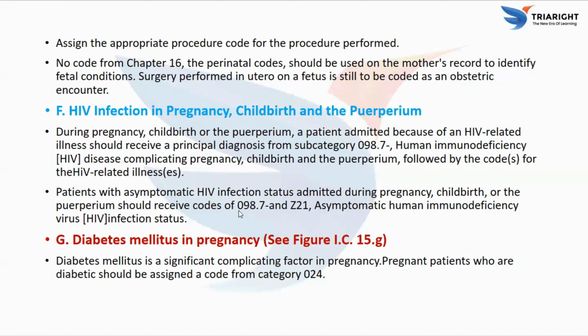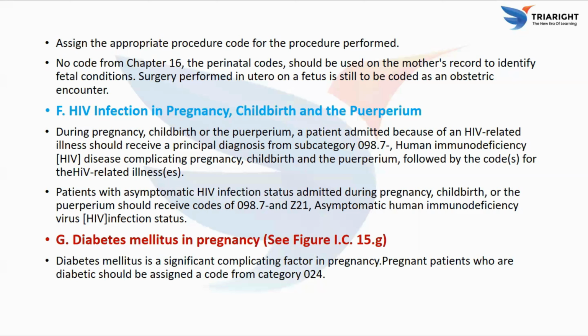The second guideline is about asymptomatic HIV with no symptoms. If a pregnant woman has HIV but there are no symptoms and the admission is not for an HIV related illness, you have to assign the O98.7 category code, which describes HIV complicating pregnancy, and Z21 for asymptomatic HIV infection status. So why Z21? Because Z21 shows the patient is HIV positive but not sick from HIV. You should always use O98.7 to show HIV is affecting the pregnancy even if it is asymptomatic, that is, there are no symptoms at all.